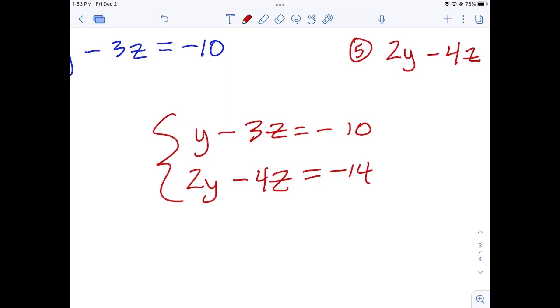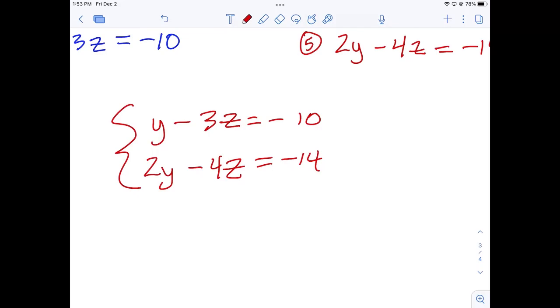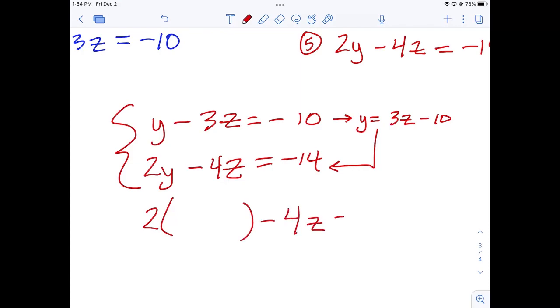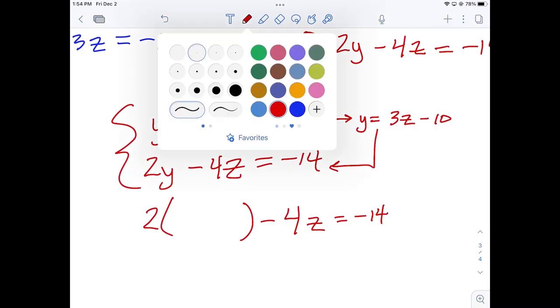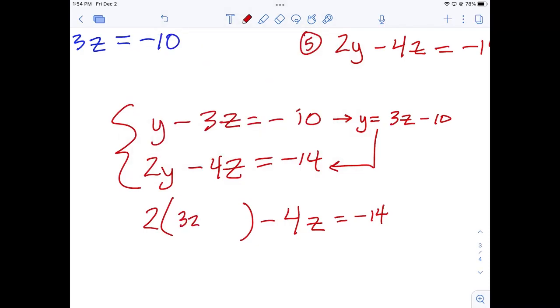We can solve this by elimination again if you want, or you can solve it by substitution if you prefer. You tell me. Let's try substitution. Okay? I can solve the top one. I'm just going to do this. I'll put an arrow like that, and I'll put y equals positive 3z minus 10. And then I'm going to plug that in down here. So I get 2 times y minus 4z equals negative 14. And what am I plugging in the parentheses? 3z minus 10. Yeah. So this goes in here.